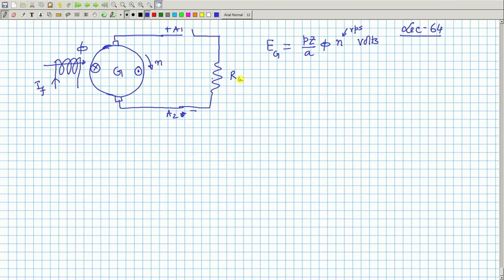Now, several things come out. If the switch is opened, then there is no external current supplied by the armature, and therefore, no current in the conductors as well. But if it is closed, then it will deliver power to the load. If it delivers power to the load, this current and the current in the conductors will not be the same. It will be I A by A. What is A? This small a is the number of parallel paths. That will be the current in each conductor.